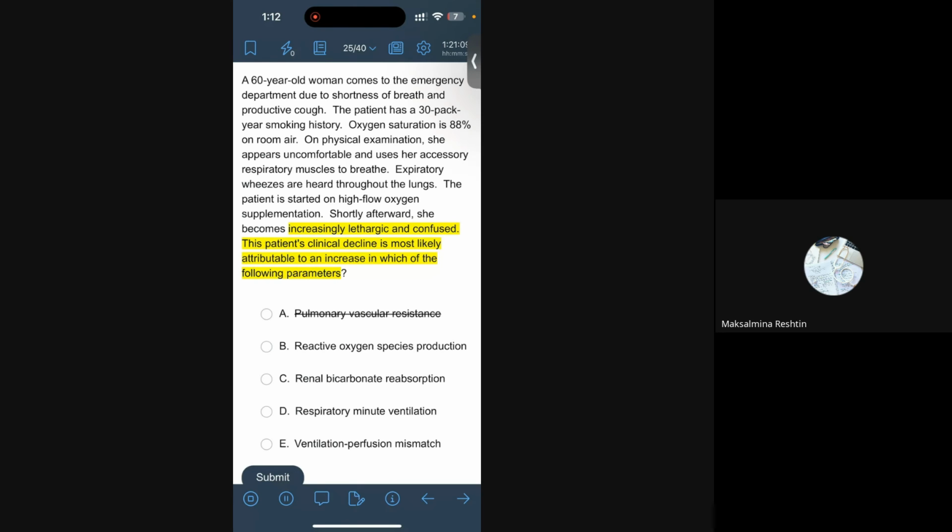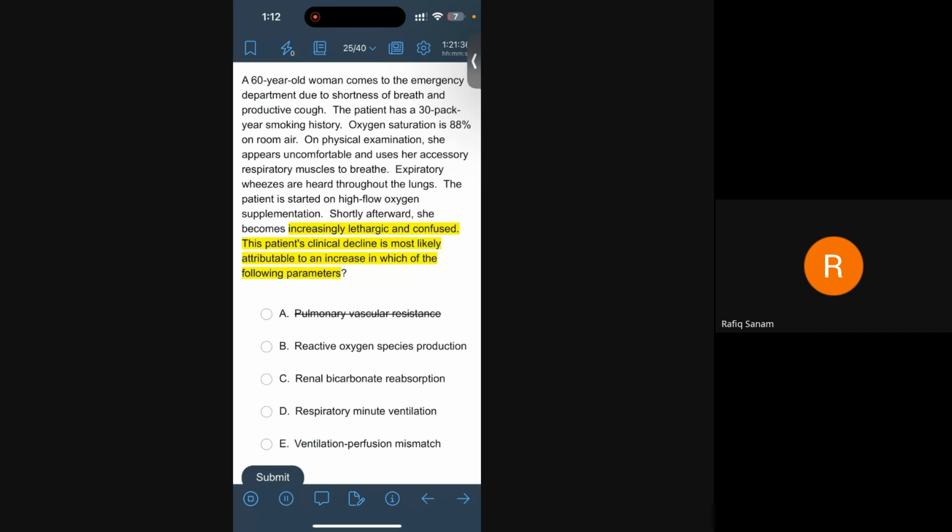That is not the cause here. Okay, so when the vessels dilate, the resistance is going to decrease, right? Yes. Reactive oxygen species production could be increasing with a high concentration of oxygen. Yes, that can be the answer, but the main pathology we are seeing here is not due to this.